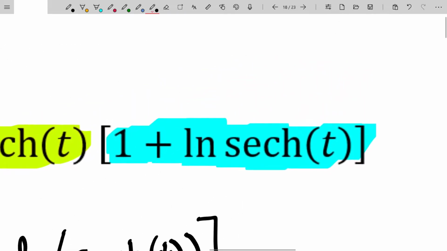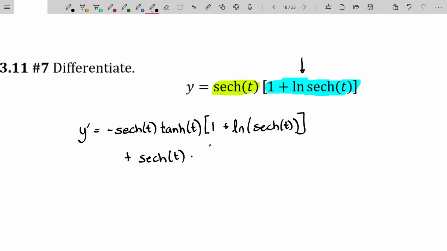Well, this second function, the derivative of 1 is obviously still 0. The derivative of a natural log is 1 over its argument. So 1 over sech times the derivative of its argument, which would be a negative sech of t tanh of t. Now this can be cleaned up a little bit, obviously, because you could see sech over sech there.